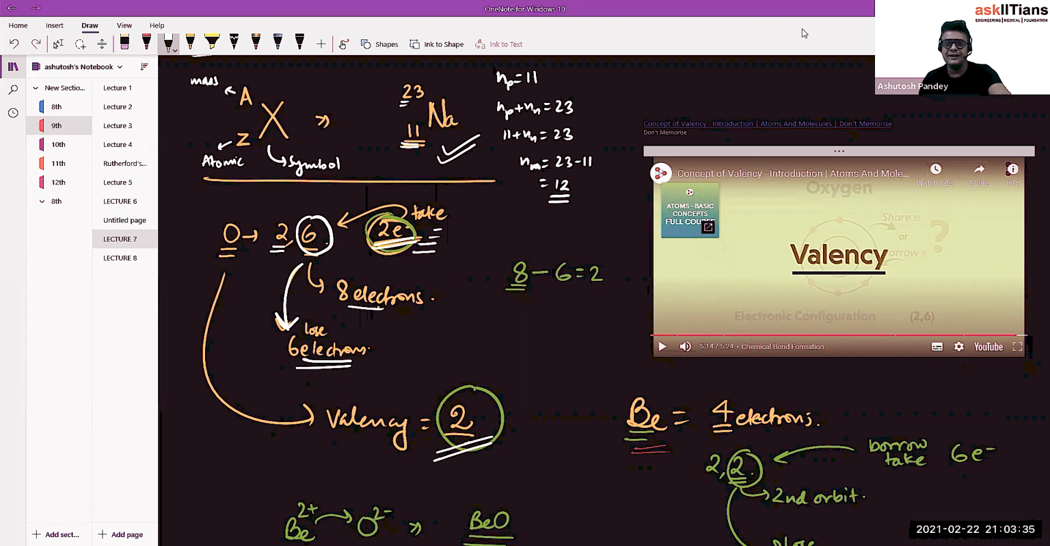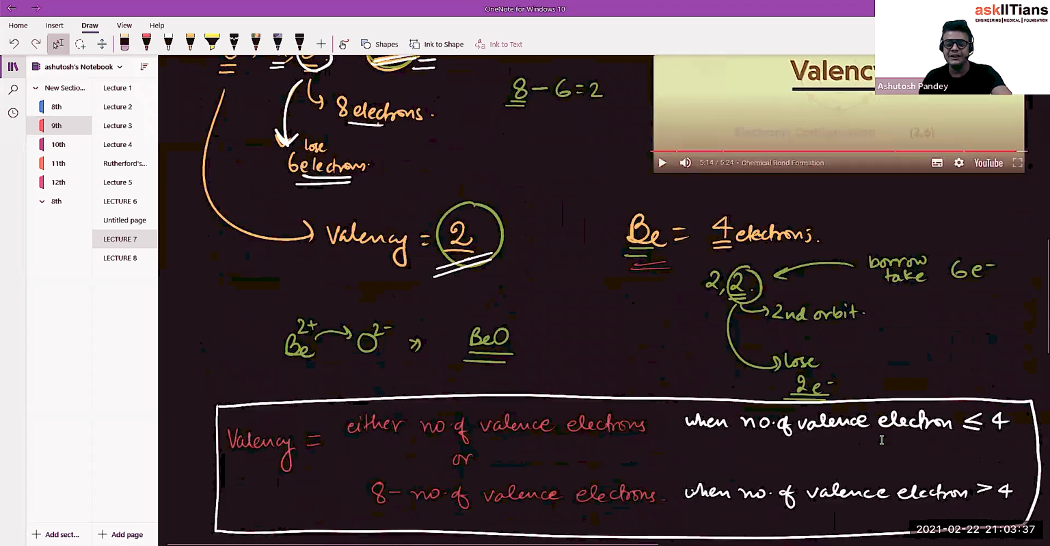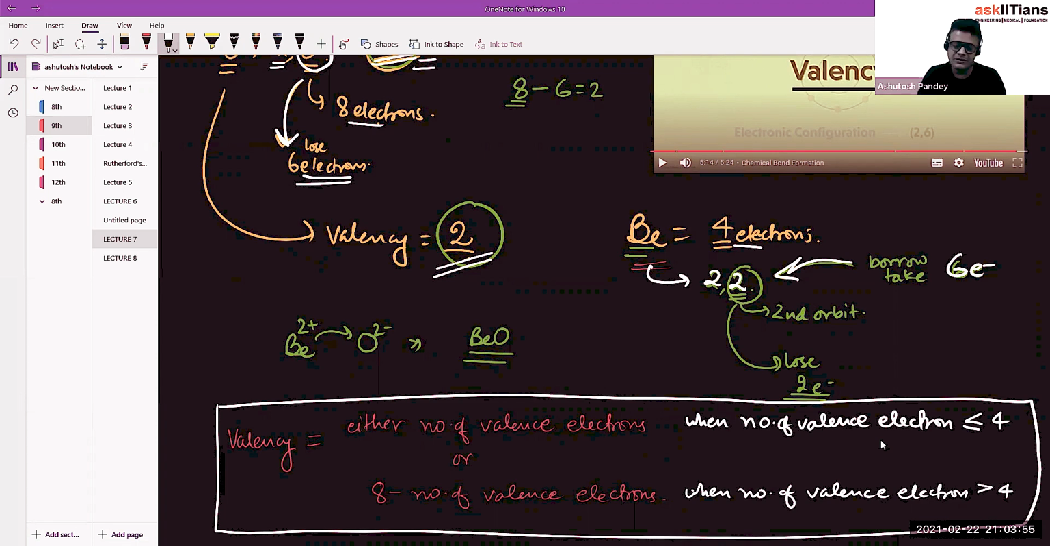Now similarly, take the example of beryllium. It has 4 electrons, so the atomic number of beryllium is 4, which means it has an electronic configuration of 2, 2. Now it can take 6 electrons to have 8 in its second orbit, the outermost orbit, or it can lose these 2 electrons so that the inner orbit is fully filled. After losing these 2 electrons, this will be the outermost orbit and it is fully filled, and that's why beryllium will also have a stable electronic configuration.